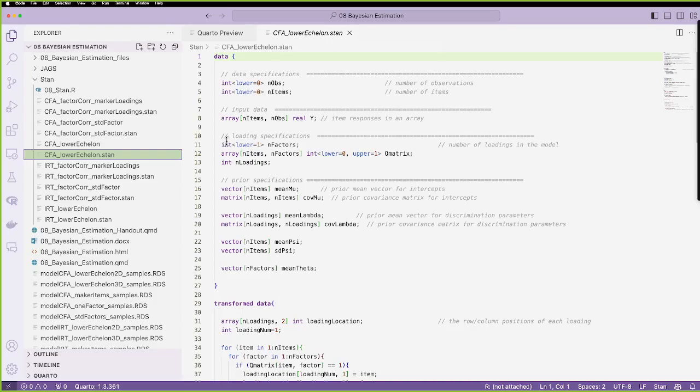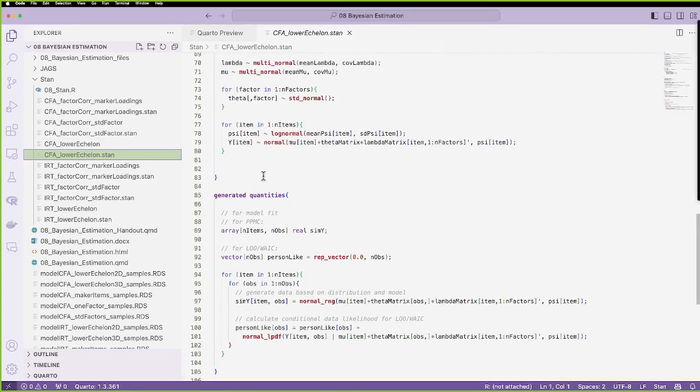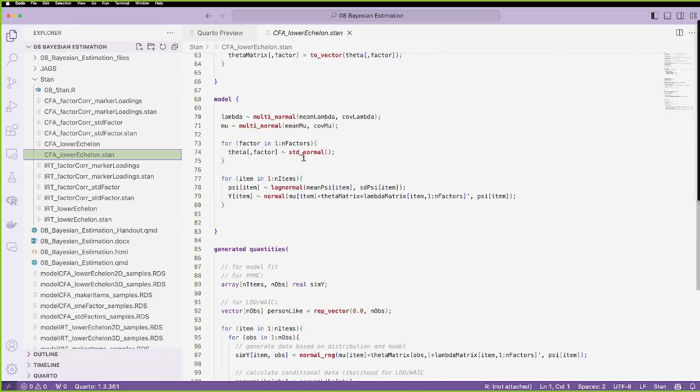But to use a lower echelon Q matrix, we have to have no correlations in our factors, or independent standardized factors. So that's where you see this file, CFA lower echelon. It will basically estimate theta using a standard normal distribution. So means of 0, variances of 1, and uncorrelated. But this will implement it as well.